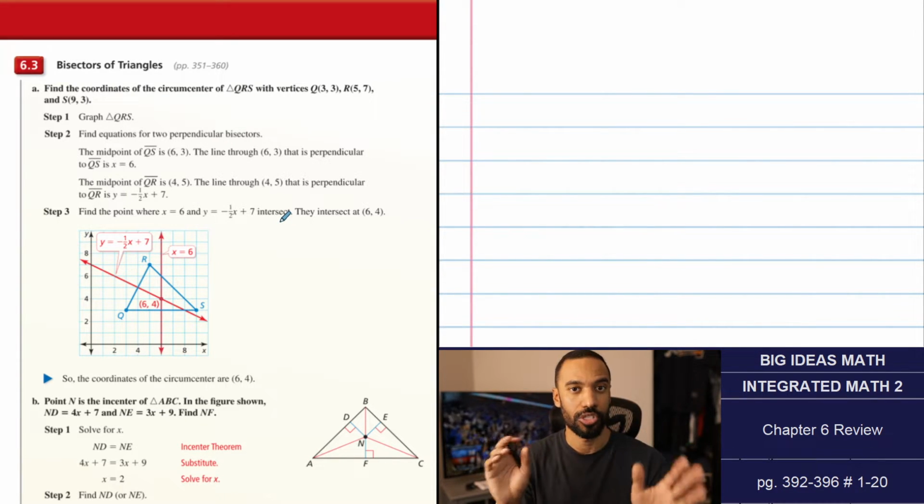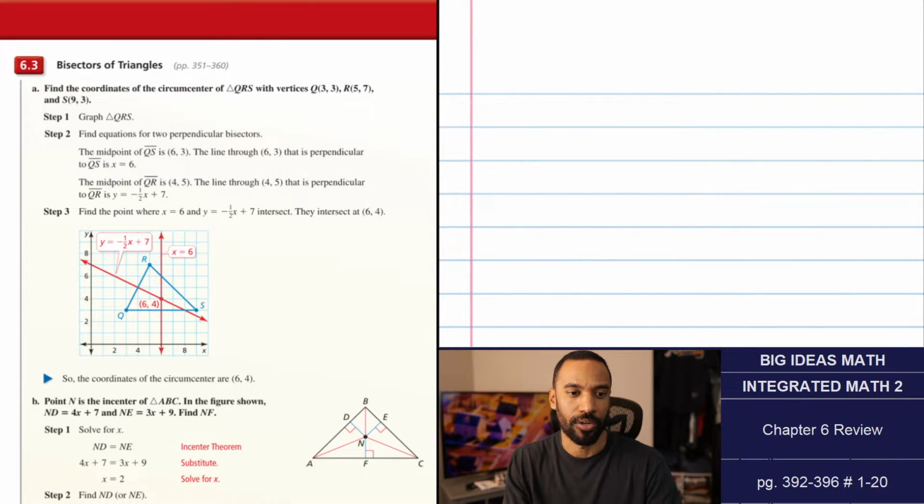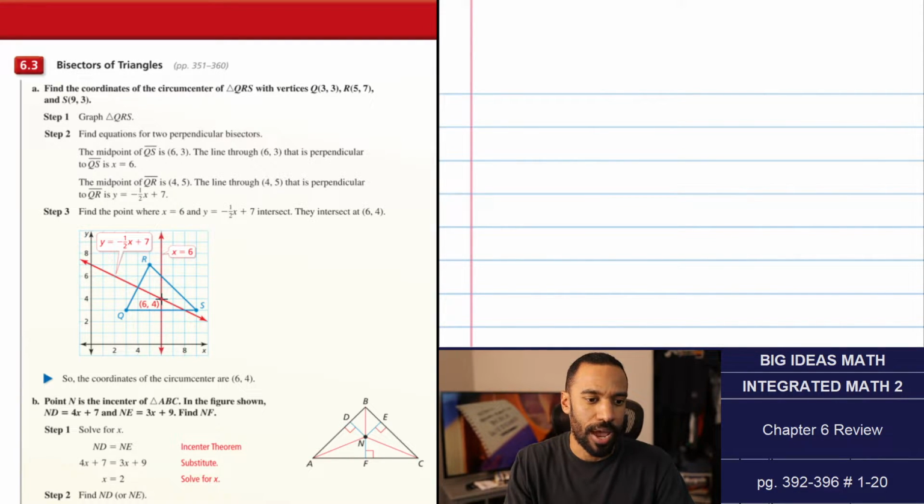And you only need to draw 2 of them. Any 2 of them will meet at the circumcenter of your triangle. And if you don't know what a circumcenter is, it is the center of a circle which you could circumscribe about a triangle, like so.